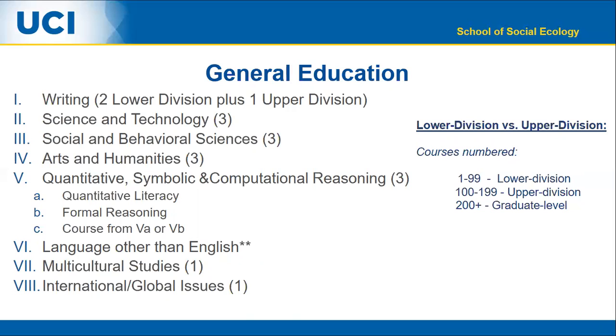Lower division courses versus upper division courses is really important. You will only be taking courses numbered 1 through 99 for your first year here at UCI. Upper division courses are numbered 100 through 199, and you won't be taking those until your third or your fourth year. And 200 level courses are for graduate students only, so you will never be taking those classes. Don't take anything numbered 200 or above. This year, you want to focus on courses numbered 1 through 99.